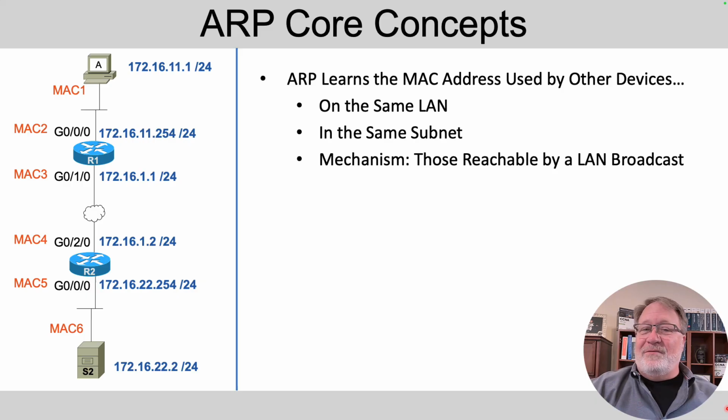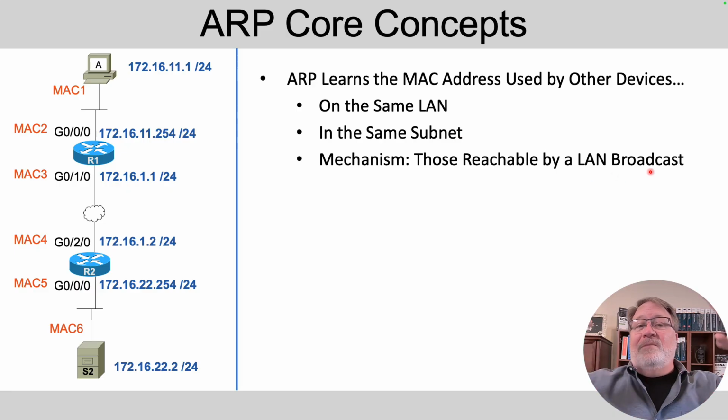On the left, we have a repeat of the topology and some of the facts. But now let's talk about ARP for a moment, generically speaking. ARP lets a device learn the MAC addresses used by other devices, but those devices aren't all devices. Those devices are those on the same LAN in the same subnet. That's because ARP uses a mechanism where the ARP request is encapsulated inside an Ethernet frame, and that Ethernet frame has a destination address that's the broadcast address. In other words, it's a LAN broadcast frame.